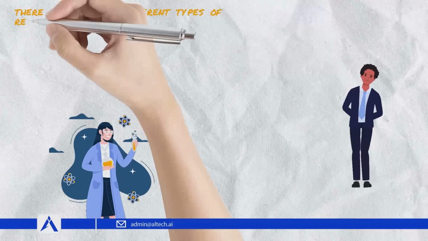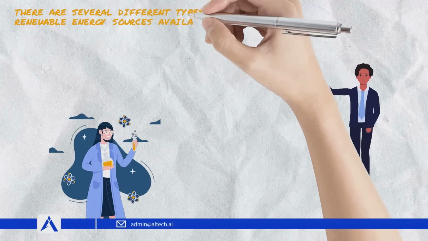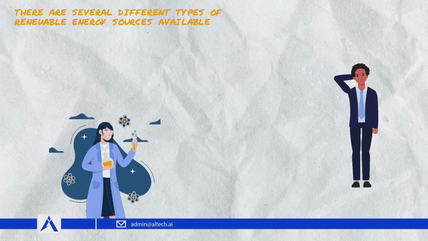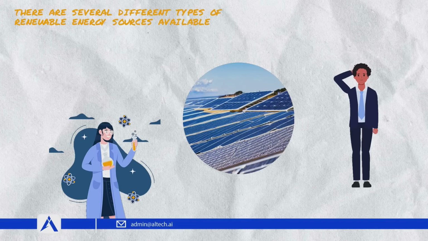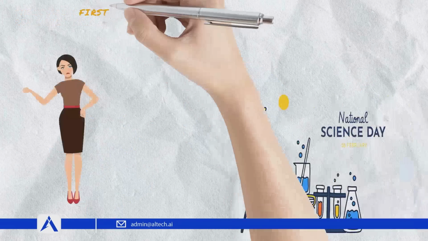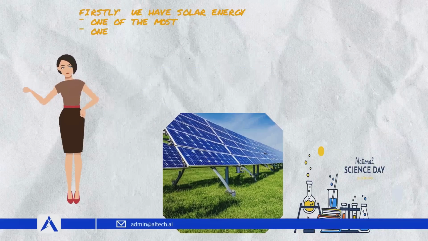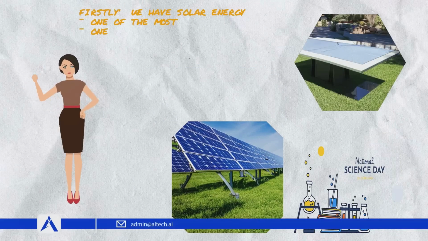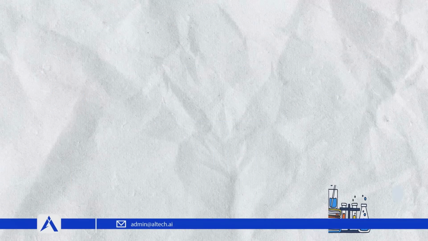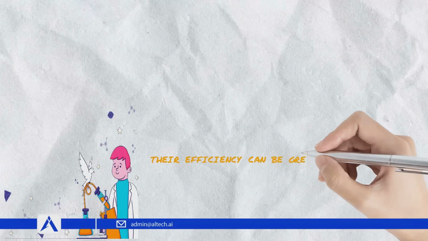In today's world, more and more emphasis is being placed on the use of renewable energy sources as a means of reducing carbon emissions and slowing down climate change. There are several different types of renewable energy sources available to us today, each with their own set of unique advantages and disadvantages. Let's take a closer look at some of these sources, and what they can bring to the table. Firstly, we have solar energy, one of the most widely used sources of renewable energy today.